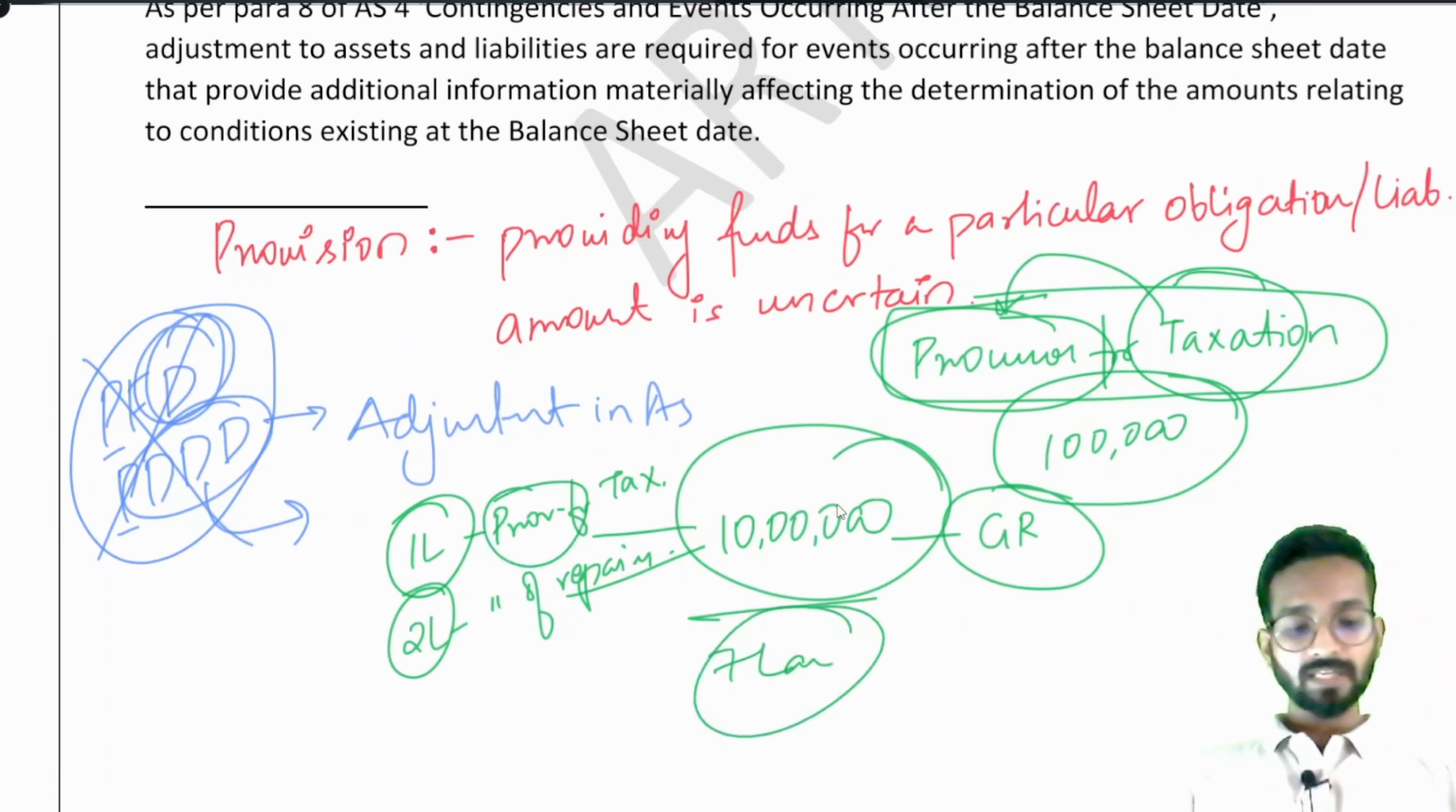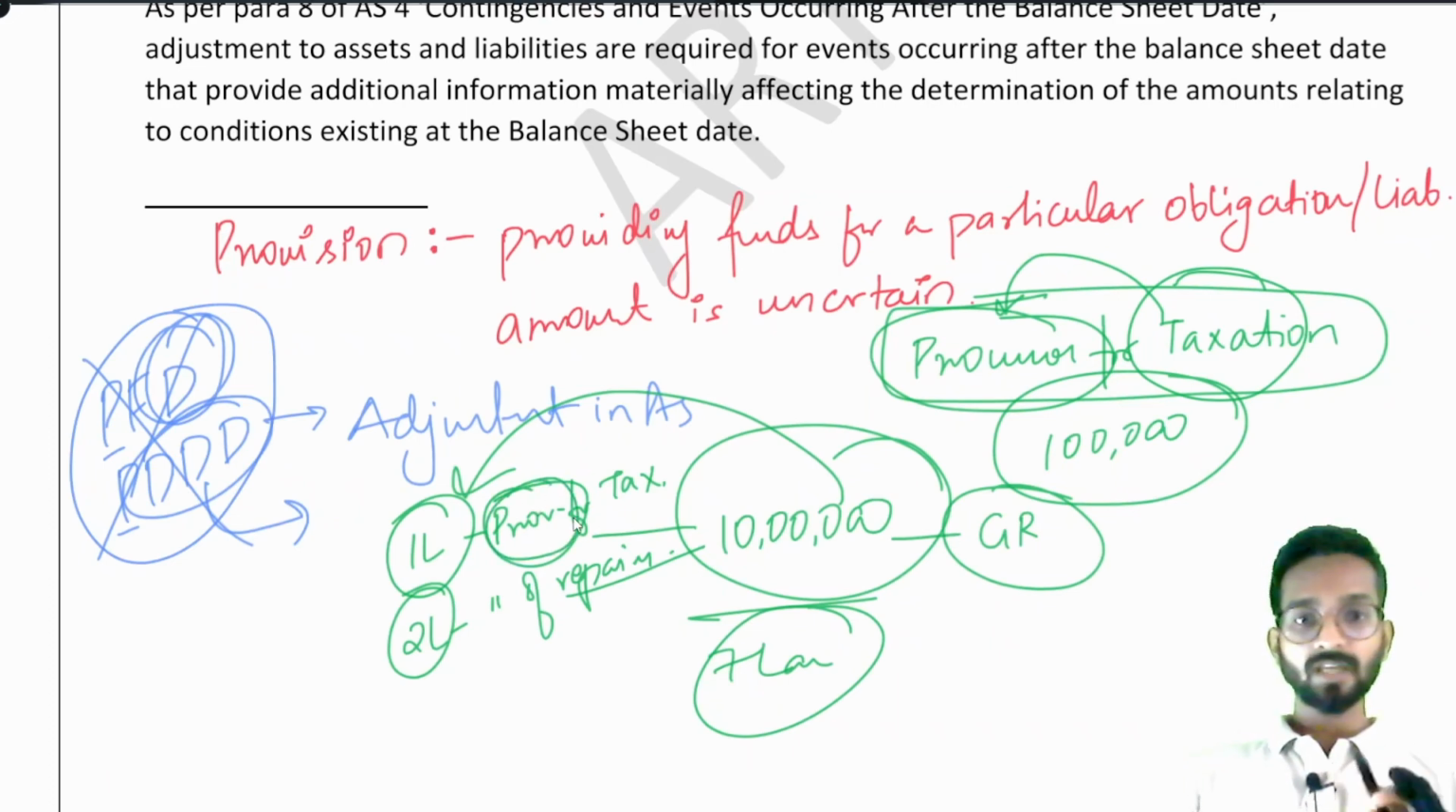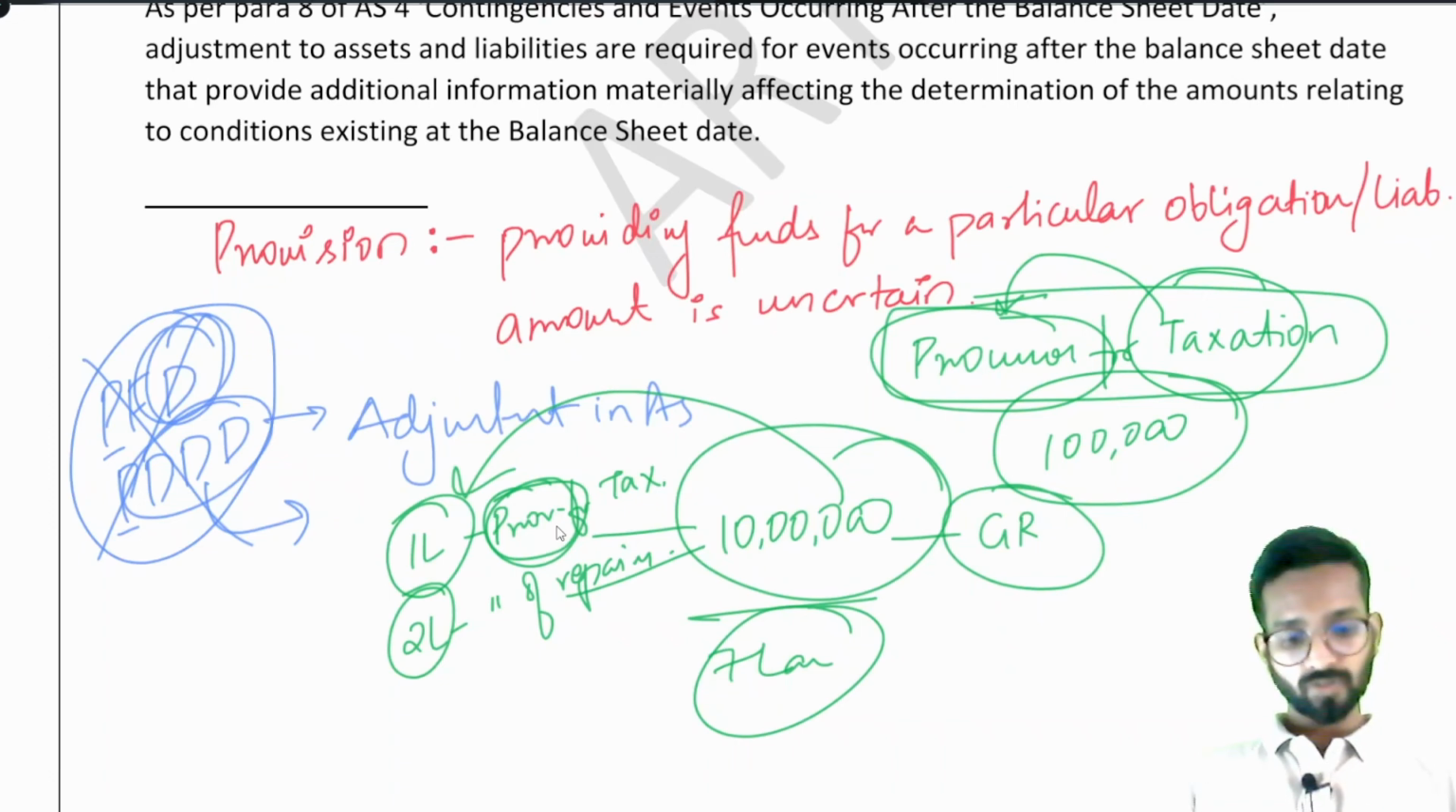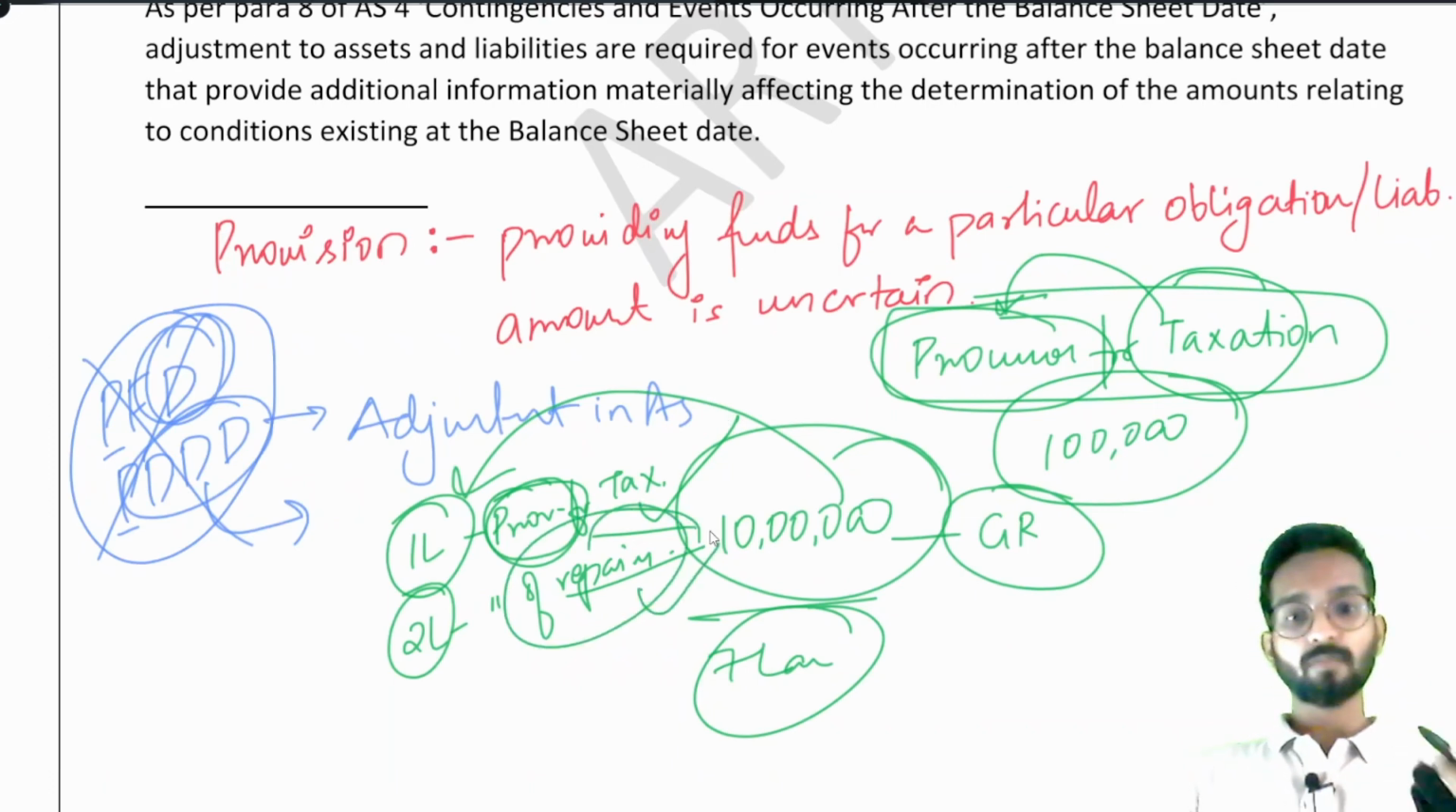Provision means taking out money from the main balance, or you can say main profit. Main profit is shown in the statement of profit and loss. So provision will be appearing in the profit and loss. Provision is a charge against profit. Understood? So provision for tax, because you have to pay for tax. Provision for repairs, because you have to pay some amount for repairs. Those are called the provisions.